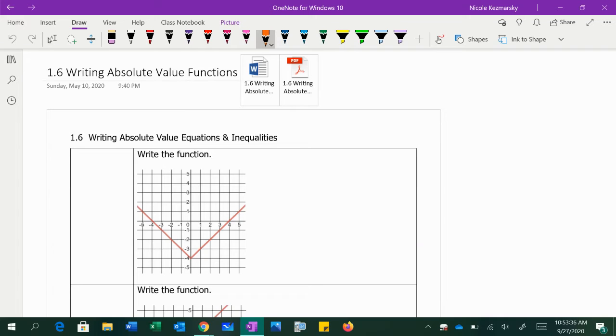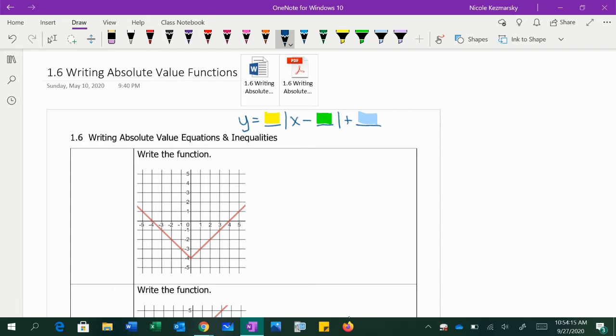This is 1.6, writing absolute value functions. In this section, we're going to be taking a graph of an absolute value function and coming up with the function equation that we can type into Desmos. So, in general, our function equations are going to have a number in front, our absolute value, minus a number, plus or minus another number. And so we're going to fill in the first blank, the second blank, and the third blank.